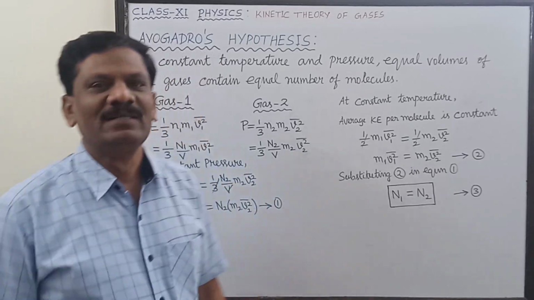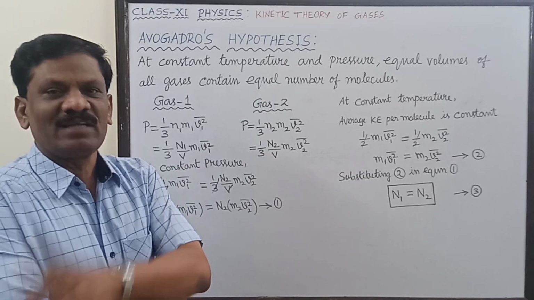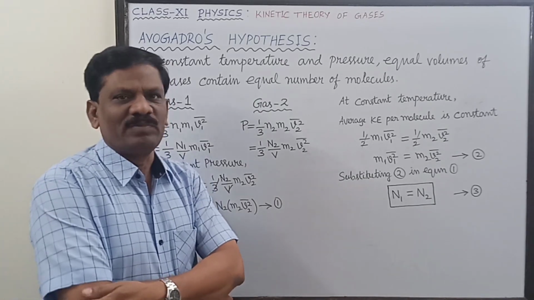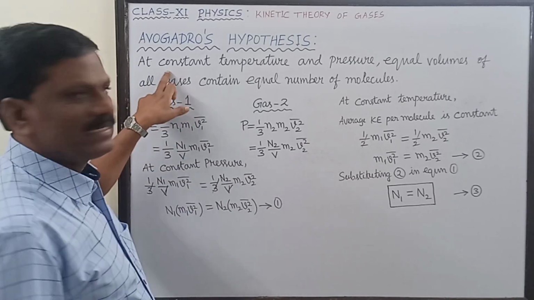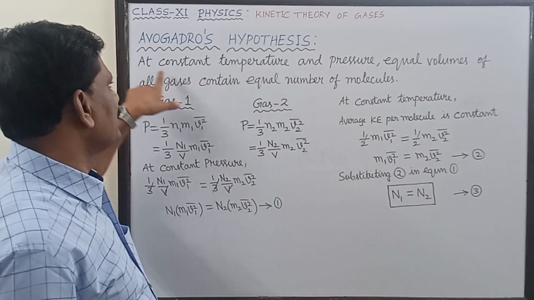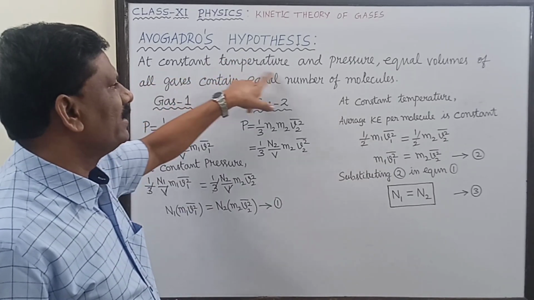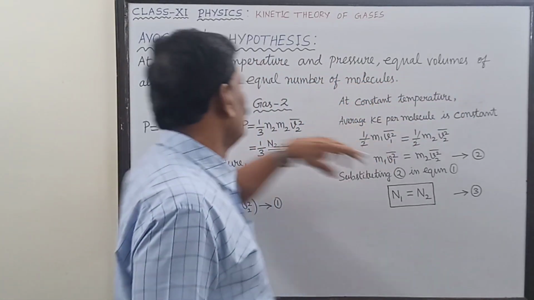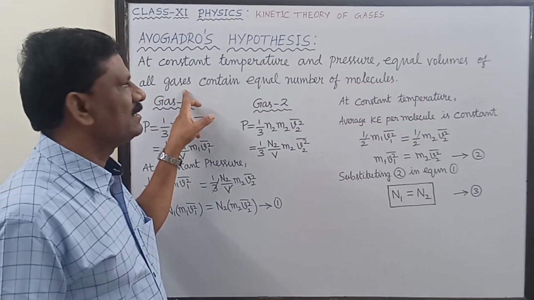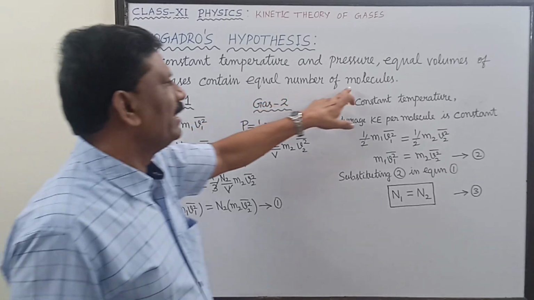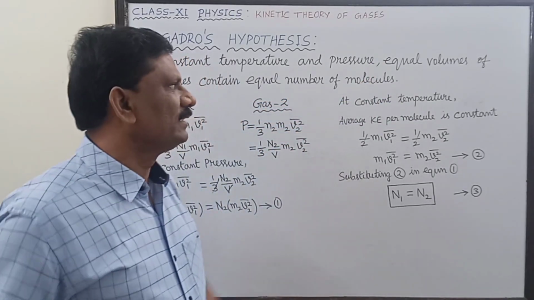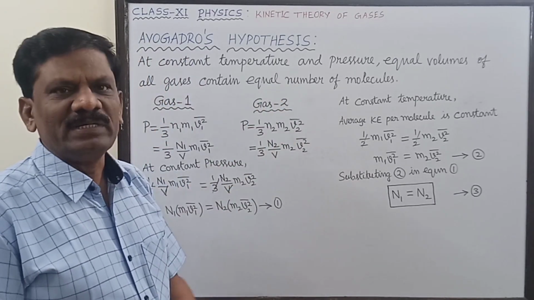Hi students, now we are going to explain what is Avogadro's hypothesis or Avogadro's principle. The statement of Avogadro's hypothesis is like this: at constant temperature and pressure, equal volumes of all gases contain equal number of molecules. Okay, so let us prove this statement.